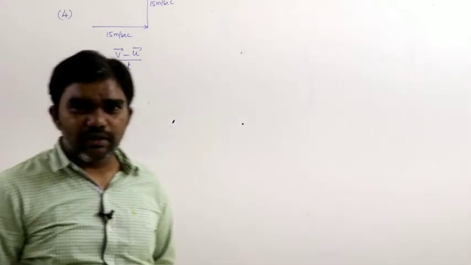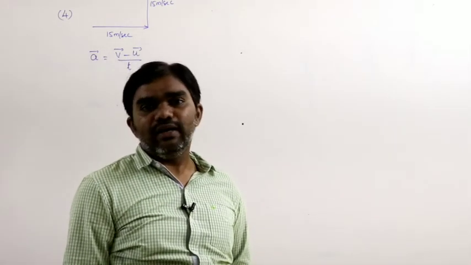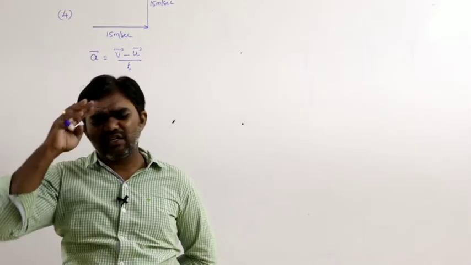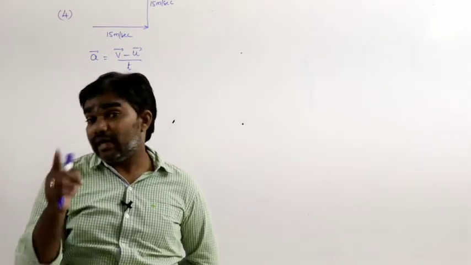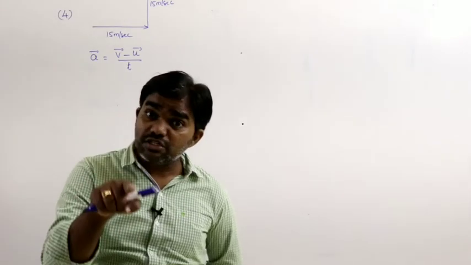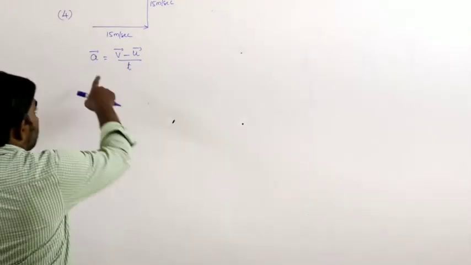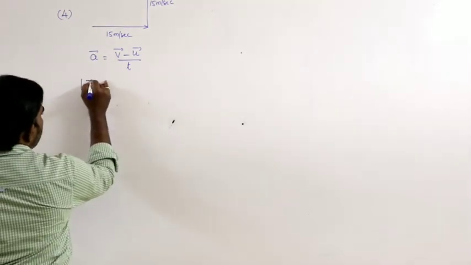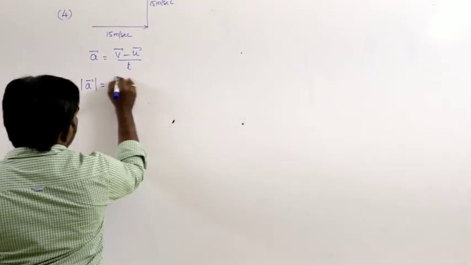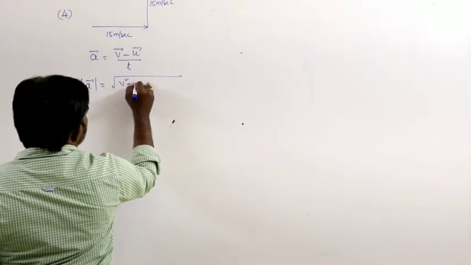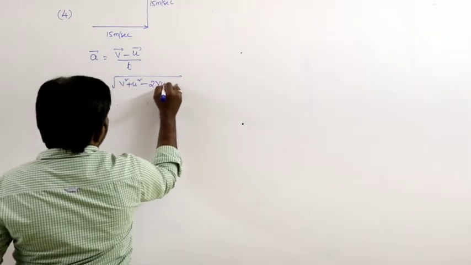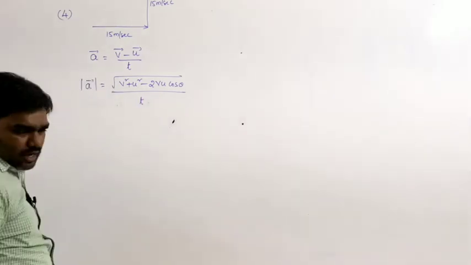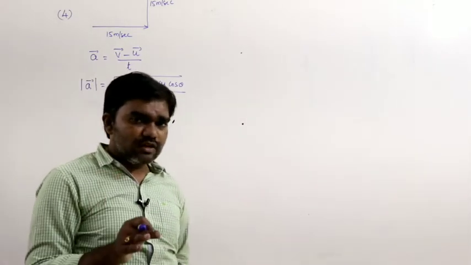Generally, acceleration can be written as change in velocity by time. So the magnitude of acceleration can be written as (v minus u) by t. But acceleration is a vector and velocity is also a vector, so a bar equals v bar minus u bar. The magnitude of acceleration can be written as under root of v square plus u square minus 2vu cos theta, divided by time.